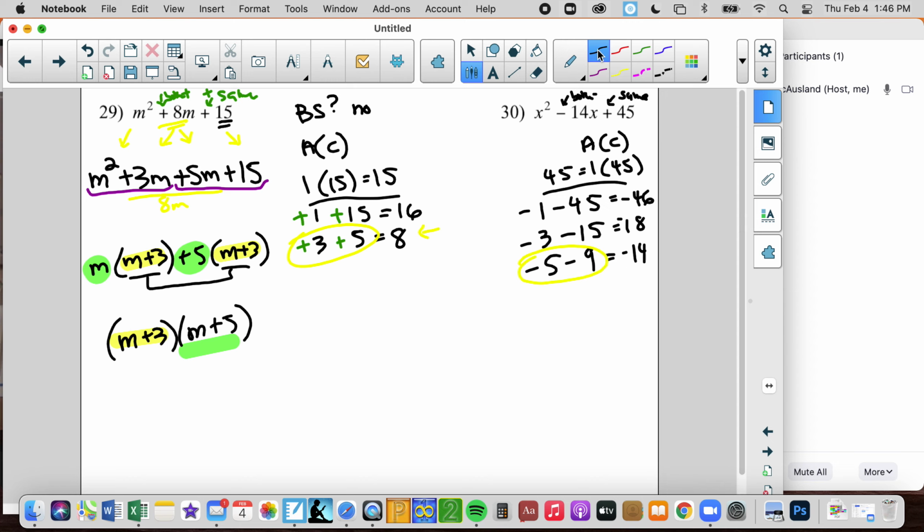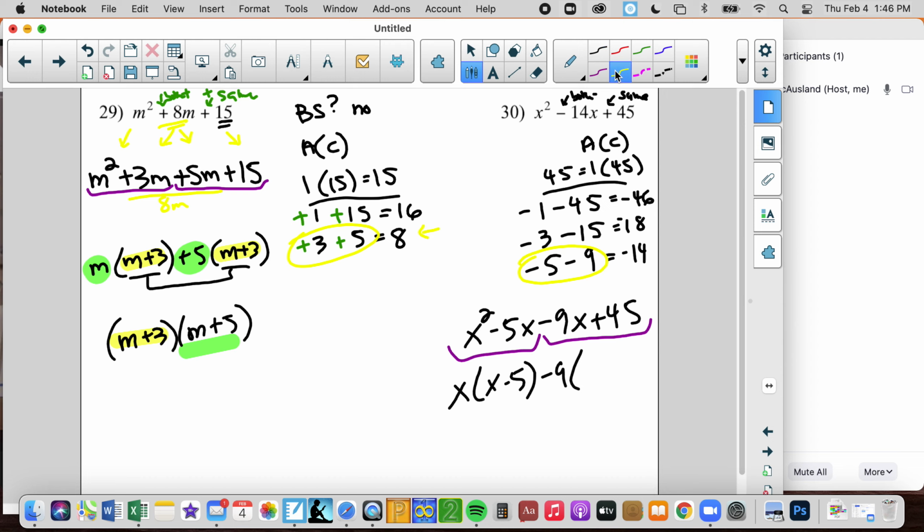So this equation now becomes x squared minus 5x minus 9x plus 45. We're going to group. You're going to factor out an x. You get x minus 5. We're going to factor out a negative 9. Recognize that my second term is negative, so I have to factor out a negative. When it's positive, we factor out a positive. When it's negative, we factor out a negative.